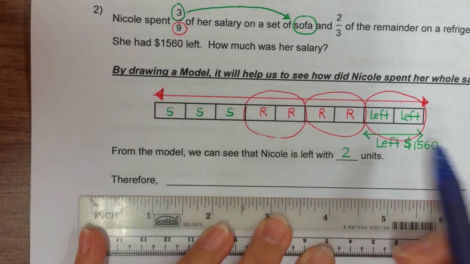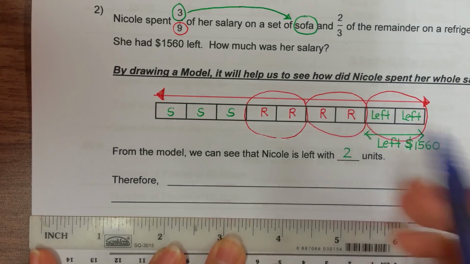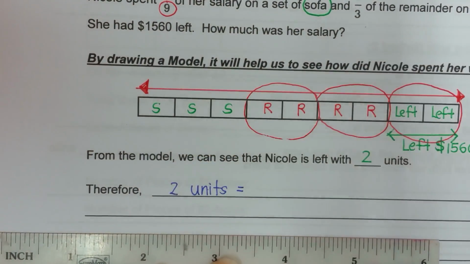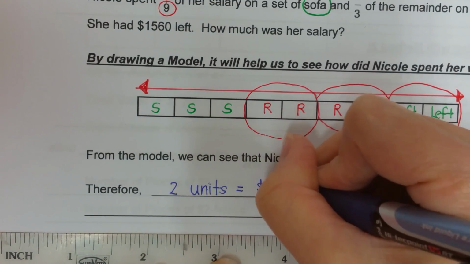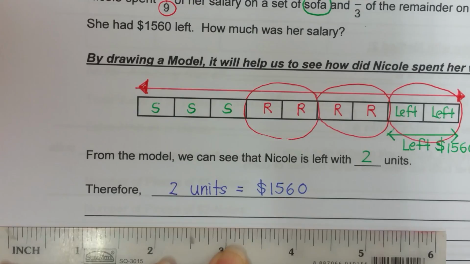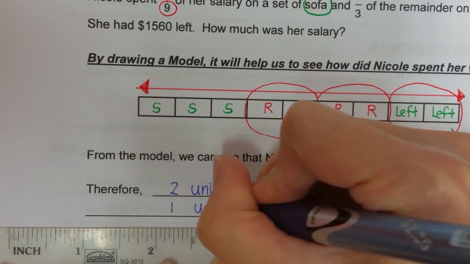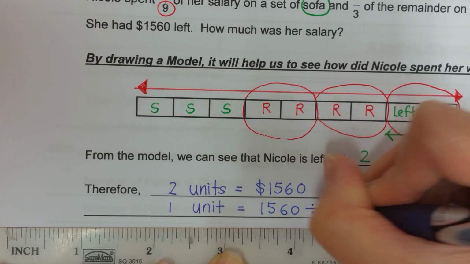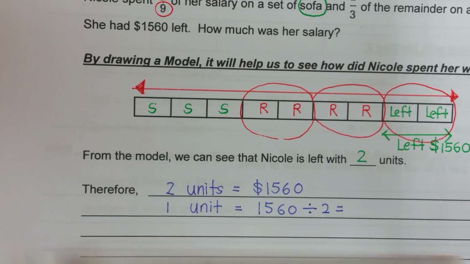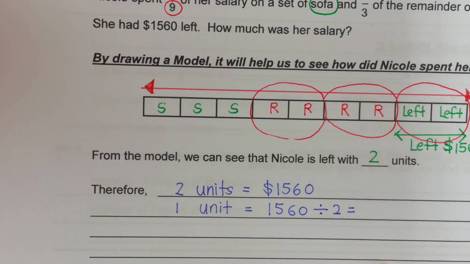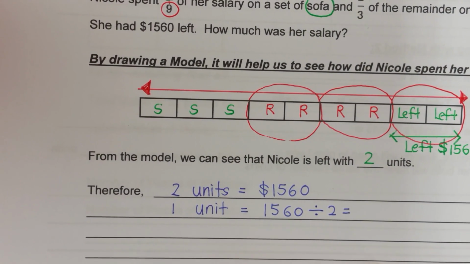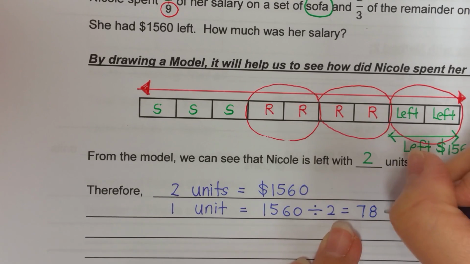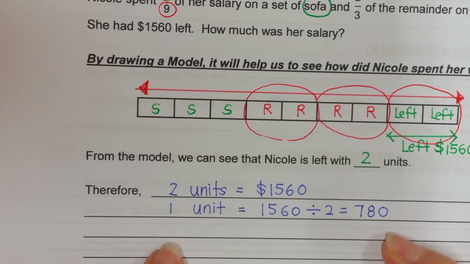And again, we will use the relationship of 2 units must be equal to $1,560. And then we solve for 1 unit, which will be 1,560 divided by 2. Now, by the side of your paper, you may do your long division to arrive at the answer. And all of you should arrive at the answer $780.